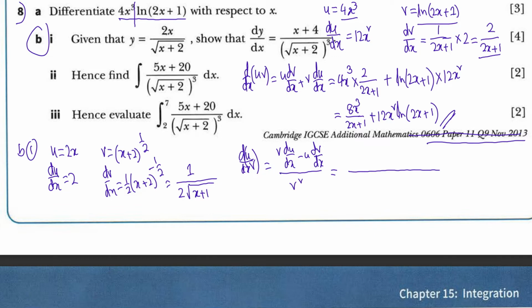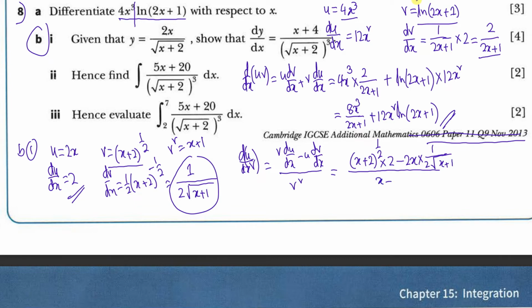V is given here, x plus 2 to the power half. Let me write it, (x plus 2) to the power half. Then du by dx, where we got the 2, let me write the 2 here, then minus sign from the formula. U is given here 2x, let me write it, u dv by dx, and this is the value for dv by dx, let me write here as well, 1 by 2 root (x plus 1), and the denominator is v square. V is given here, this is the v. If we make it square, definitely the square and square root cancel each other, so we can write it x plus 1. The expression remains here x plus 1.